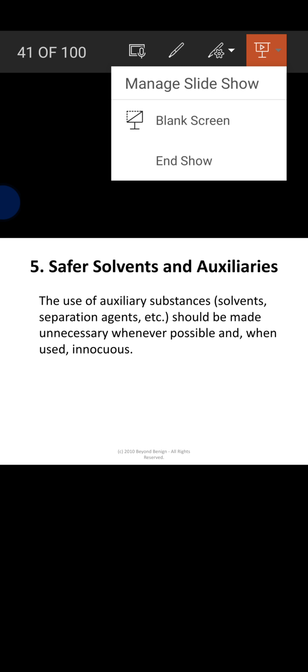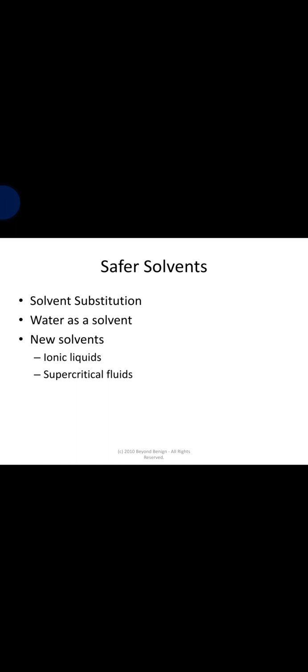Safer solvents and auxiliaries. The fifth principle is that the use of auxiliary substances like solvents and separation agents should be made unnecessary whenever possible and, when used, innocuous. This means that we can use safer solvents, like water as a solvent, and we can substitute some harmful solvents with less harmful solvents. We can also use some new solvents like ionic liquids and supercritical fluids.